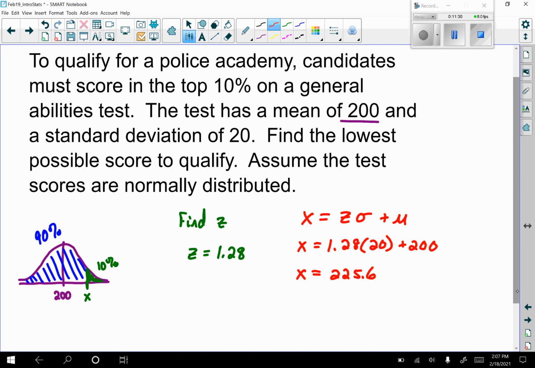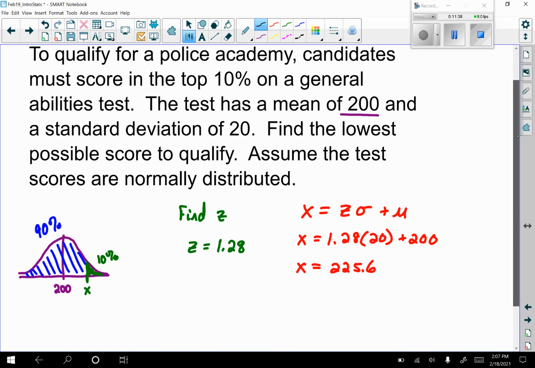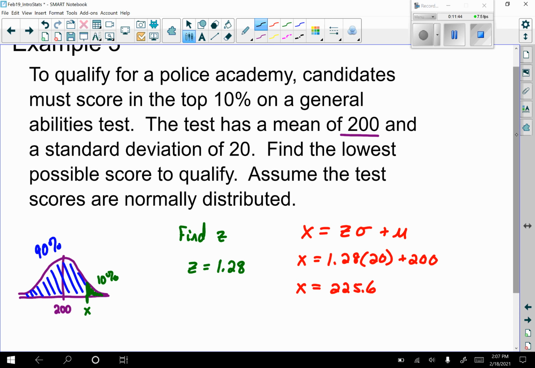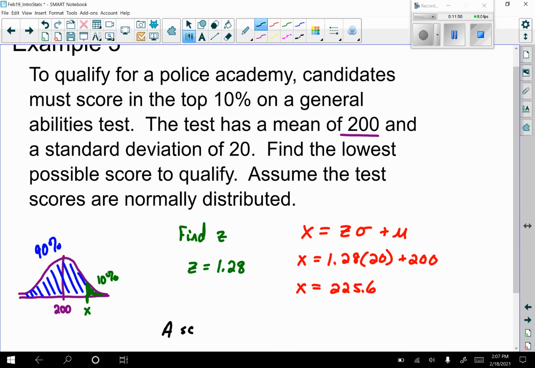So we're going to answer the question. And this could vary. You could use this exactly, or if you're giving this sort of a test to have someone qualify for the police academy, you can cut it off a little bit above or a little bit below, as long as we're close enough to this. So we can maybe say a score of 226 could be used as a cutoff. Or you could say anyone scoring 226 or higher qualifies.